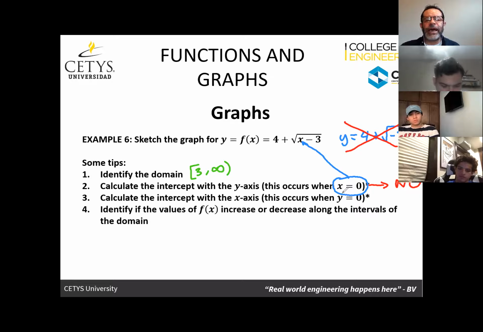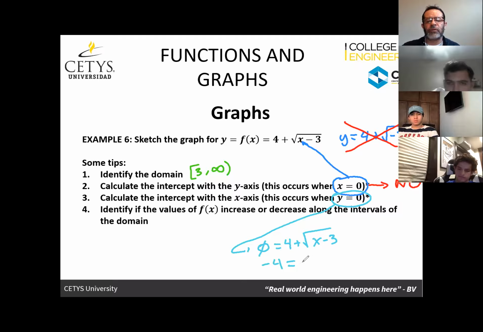The intercepts with the x-axis occur when y equals 0, okay? So this means that 0 equals 4 plus the square root of x minus 3. This would mean that -4 equals the square root of x minus 3. And guess what? That cannot happen as well. This is not valid because the square root is never going to be negative. This means that the graph does not cross the x-axis.